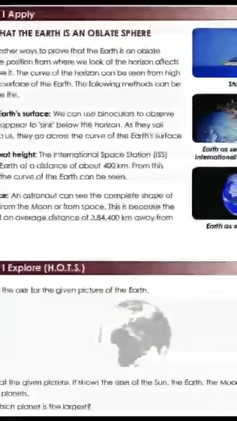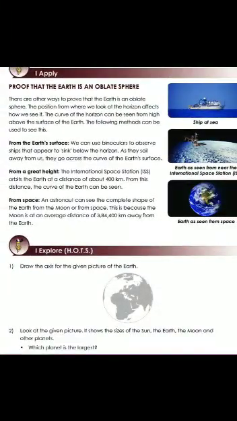Now, coming to the proof that the earth is an oblate spheroid object. In olden days, as we have just read, people thought that the earth was flat, and they thought that if they continuously travelled, they would fall off the edge of the earth. But Ferdinand Magellan, after he travelled, came back to the same point from Spain. He proved that the earth was round in shape.